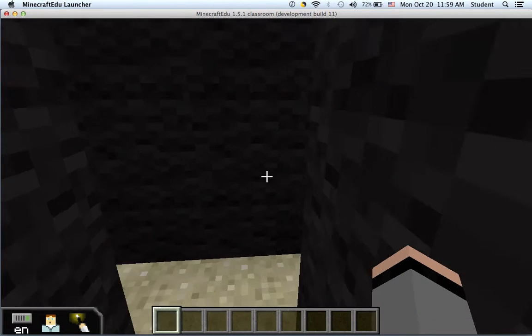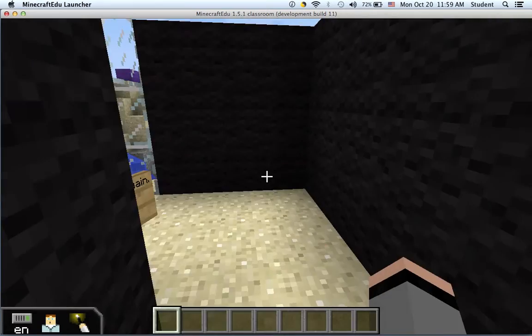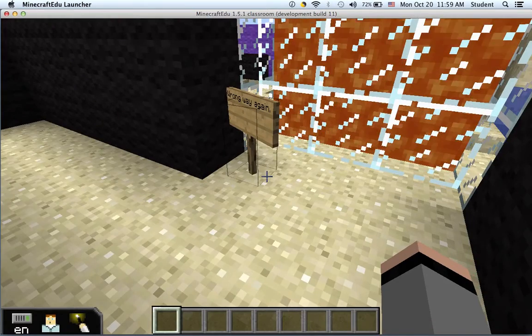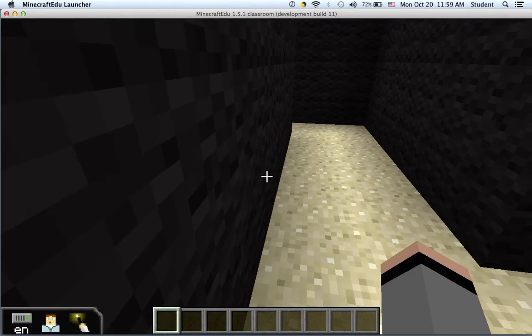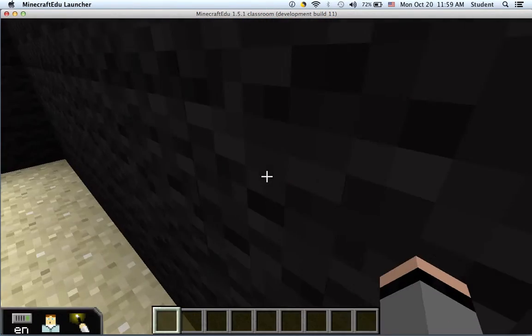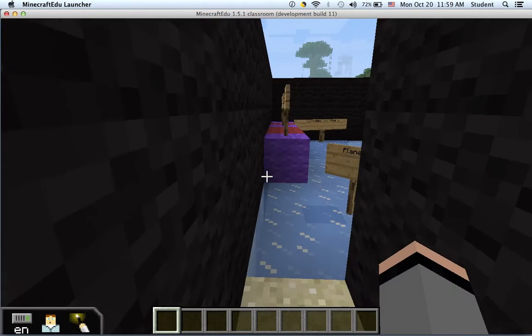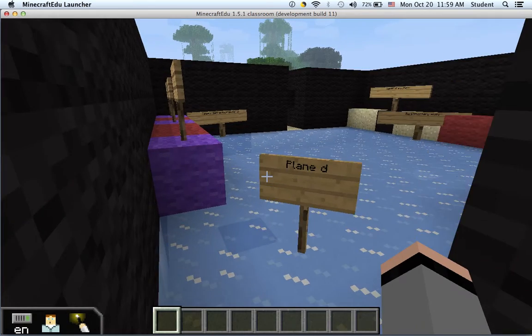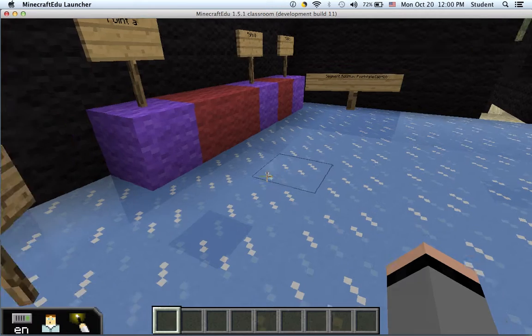So then you go past that, you can go right or left. Go right, see what happens. Oh, oops, wrong way again. There's some lava and some glass. And then, whoops. So then, if you go left from where you came, you come to plane D, which is ice, so it's a little difficult to maneuver on, but it's fun.